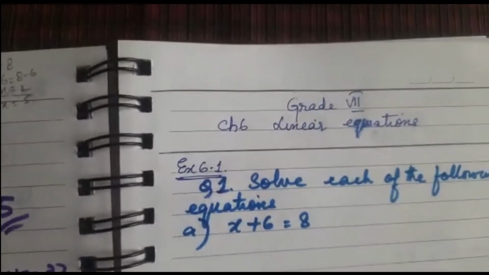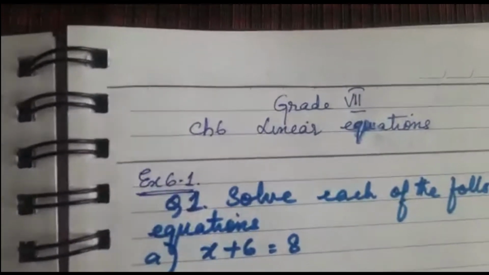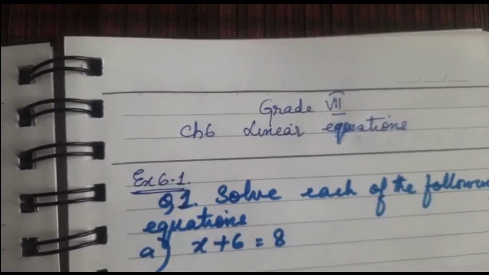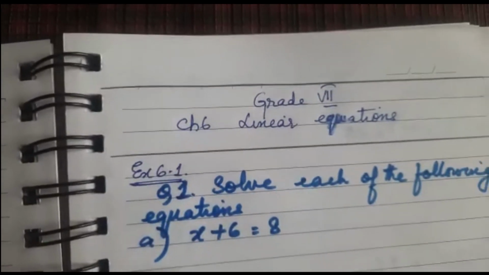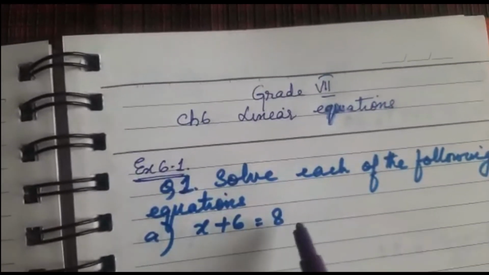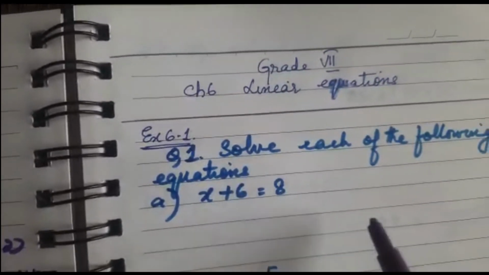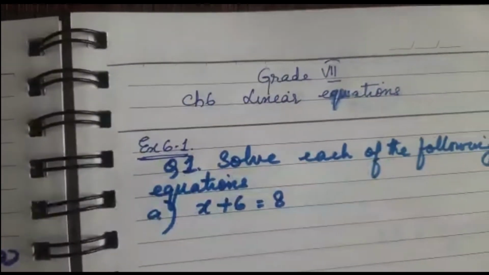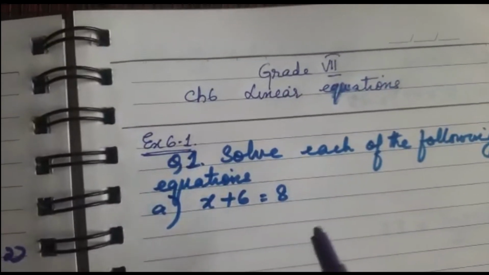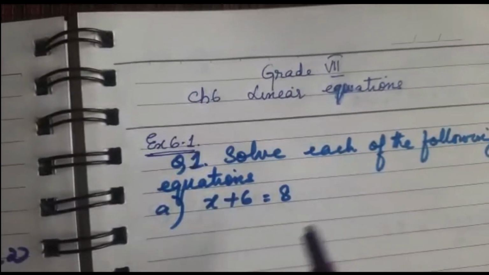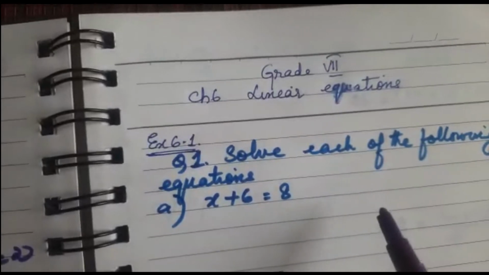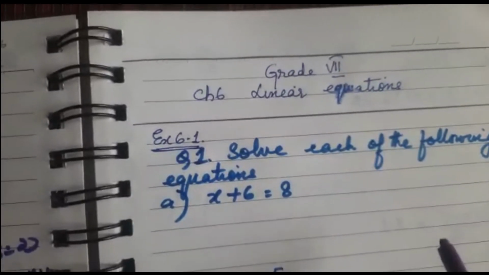Students, today you will be doing exercise 6.1 in linear equations. Okay, the first question is: solve each of the following equations. x plus 6 is equal to 8. So you will be using the first four rules. That means when you add a number to both sides, the equation doesn't change, or subtract from both sides, or divide or multiply both sides.